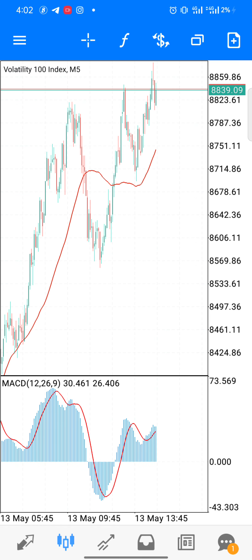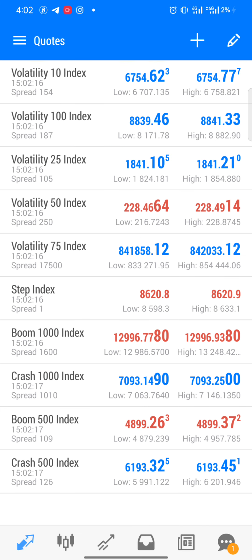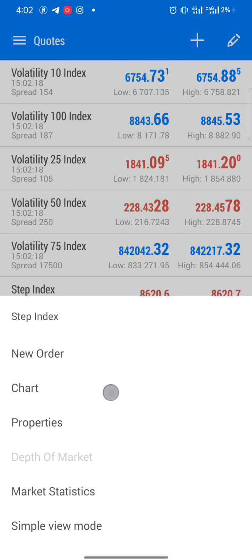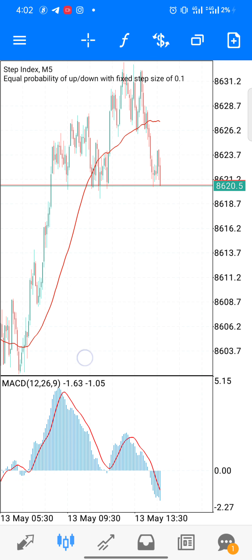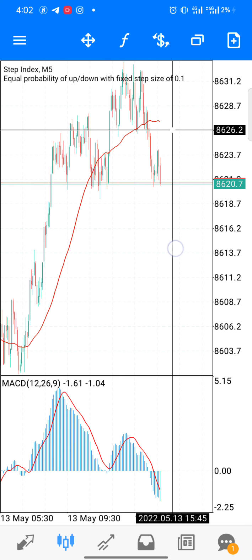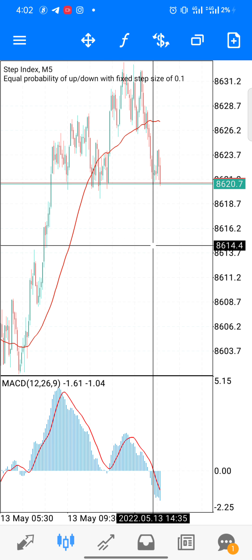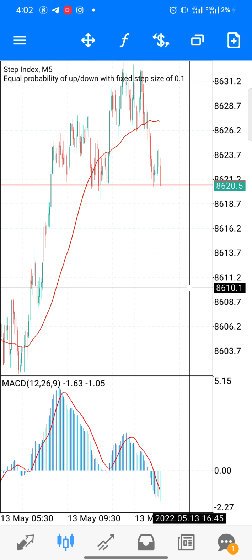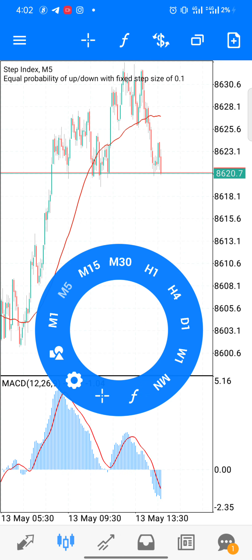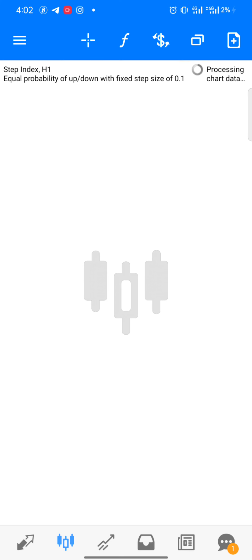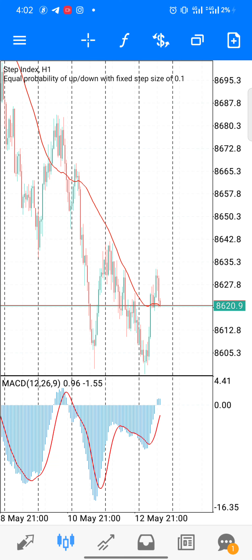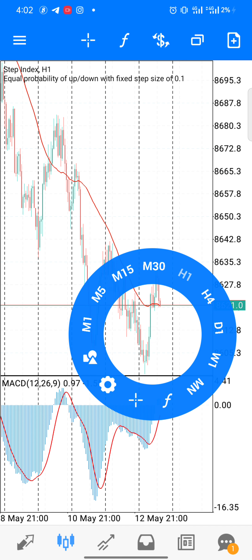You see another one again to the upside. That's how it works. Even on step index, I love step index a lot. I like trading step index. Look at it, step index is selling right now. With this strategy, you can make real money right here. The moving average has crossed above the chart, which indicates a sell.